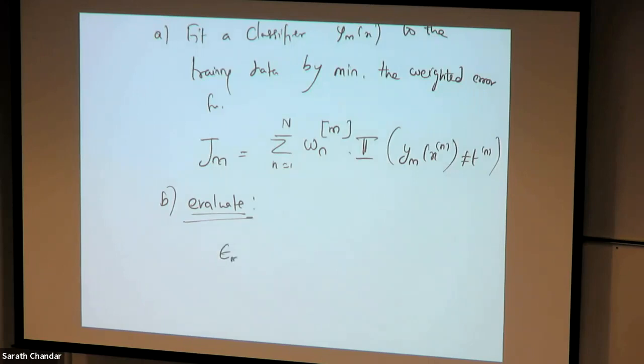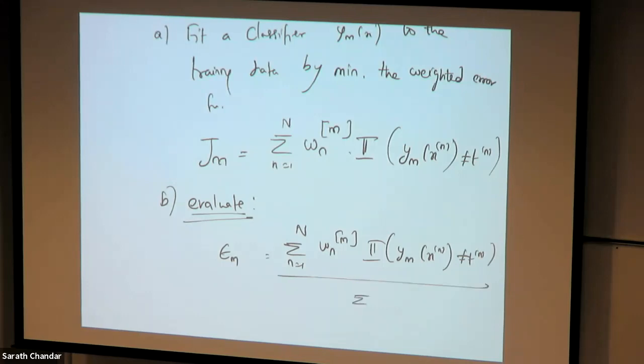The first quantity is epsilon_m. We will talk about what these terms are. It is the summation over n equal to 1 to capital N of w_n^(m) times the indicator function y_m(x_n) not equal to t_n, divided by the summation over n equal to 1 to capital N of w_n^(m). Intuitively, what do you think epsilon_m is? Look at the numerator and denominator.